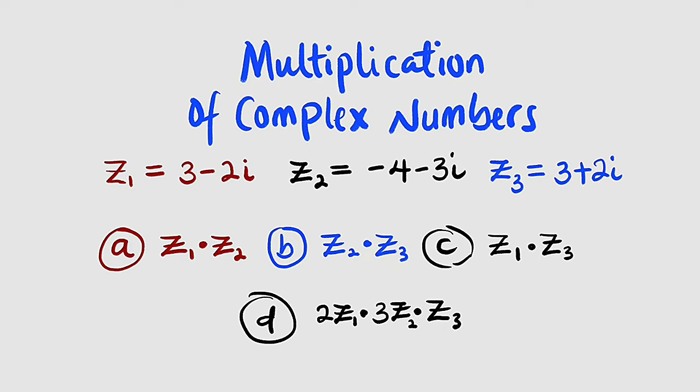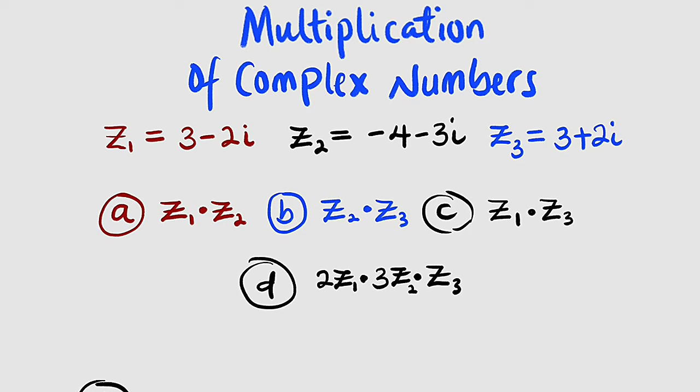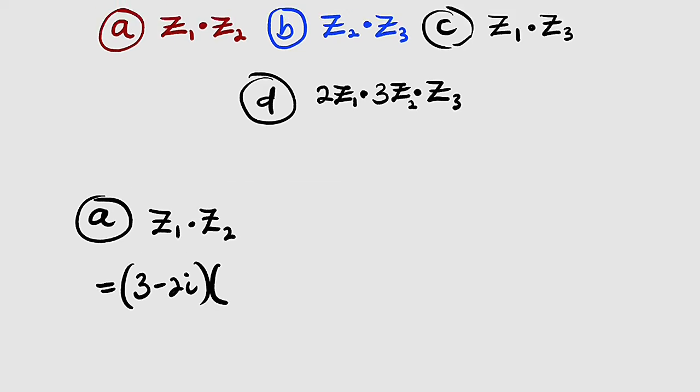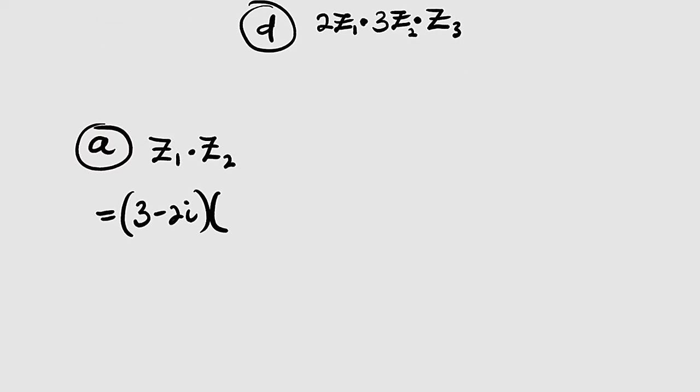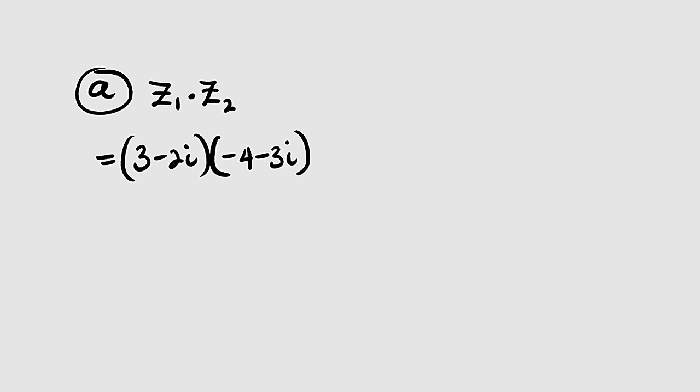Alright, we are given some complex numbers here, z1, z2, z3, and the first question is to multiply z1 by z2. So let's do that. So A, we want to multiply z1 by z2. So what is z1? z1 is 3 minus 2i. So this is the same thing as 3 minus 2i multiplied by z2, which is negative 4 minus 3i.